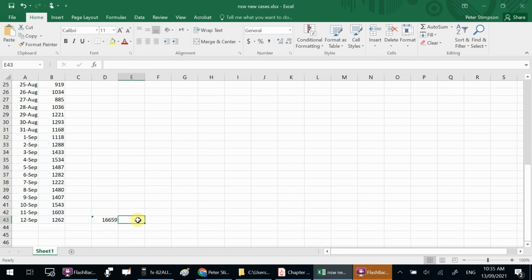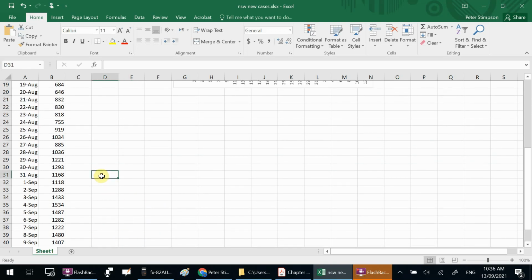16,659. Now to find the mean, I'm going to divide that by 12, because there's 12 days. Equals that divided by 12. So the mean number of new cases daily in New South Wales for September is 1,388.25.